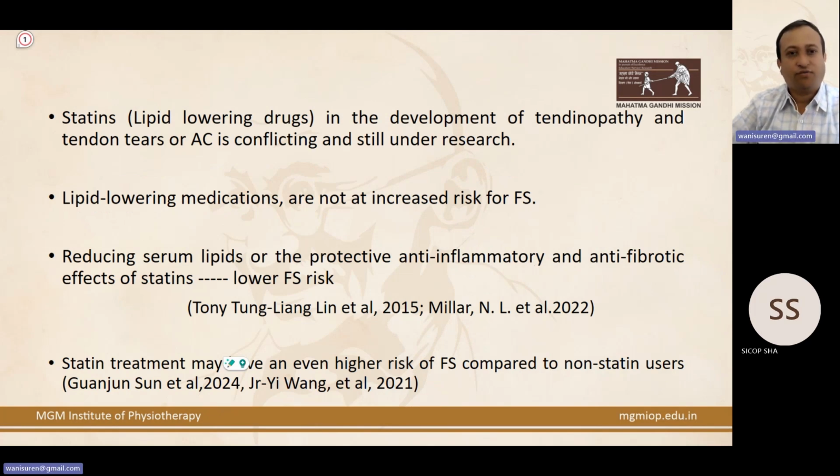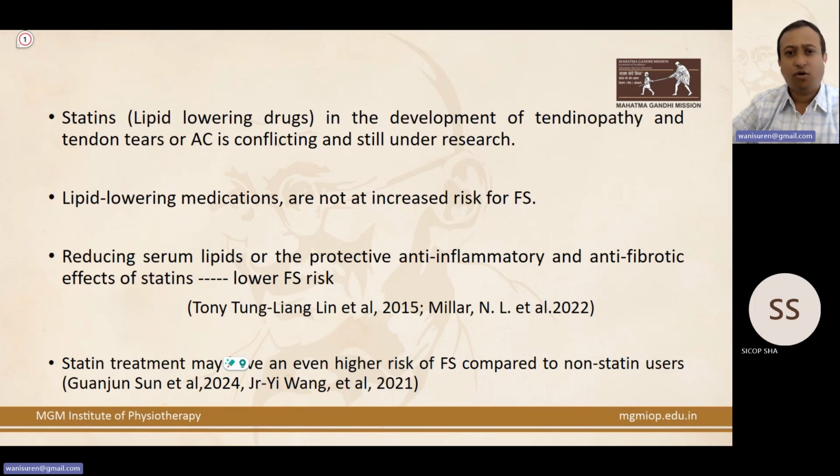Another point of discussion, or a point for debate, might be statins. These are medications used for lowering lipid levels in the patient's body. Some studies say there is a relationship between the use of statins and the development of shoulder disorders, while some studies disagree. The relationship between the use of statins and adhesive capsulitis is still under research, but I have quoted some studies here to discuss the relationship between the two.